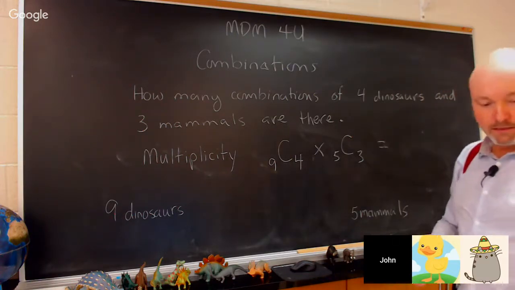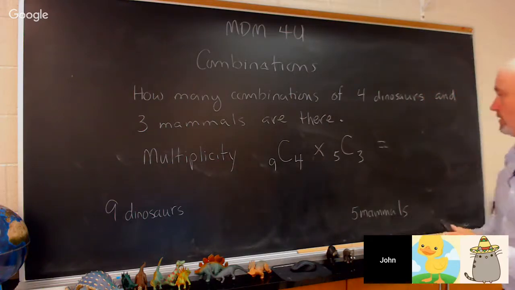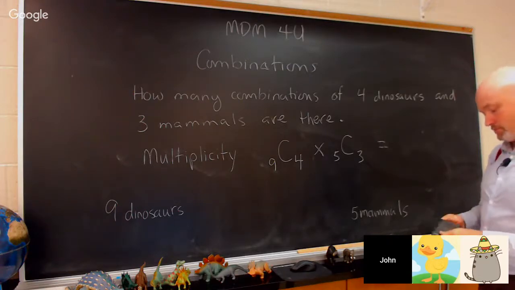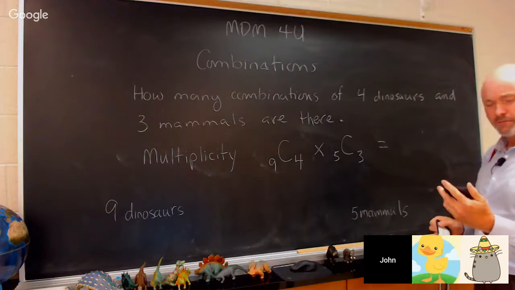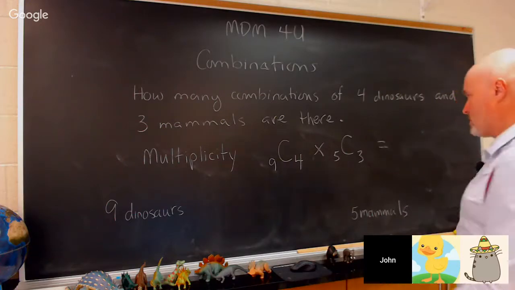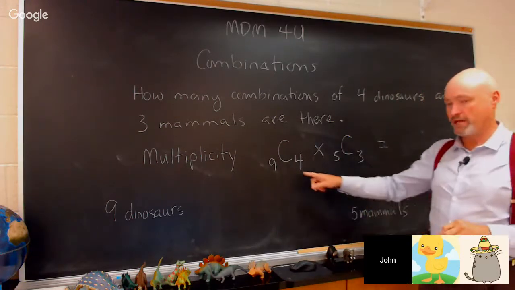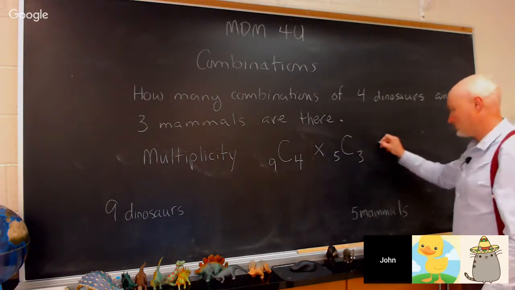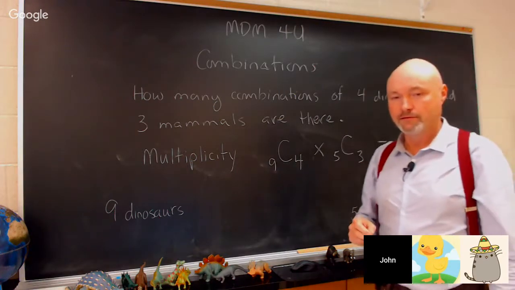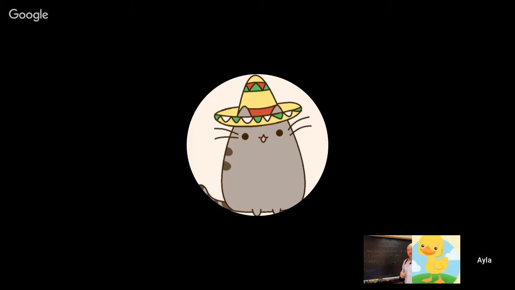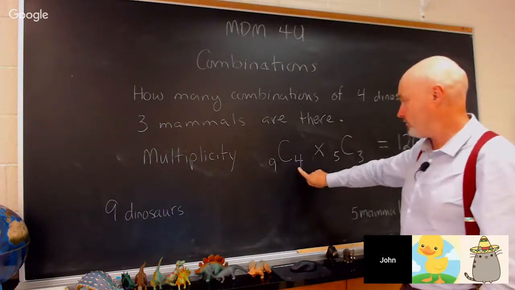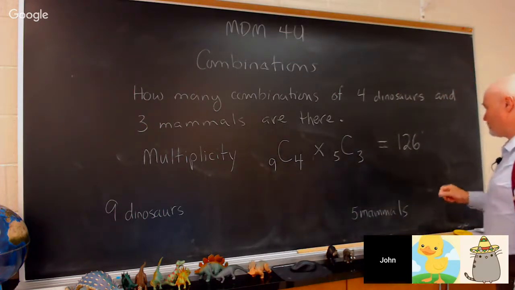Okay, so isn't that a coincidence? Wouldn't you know it? My calculator doesn't have nPr and nCr on it. I can't do this on my calculator. However, I'm going to turn to the internet for the answer. 9 choose 4. Does anybody on the internet have the answer? Yeah. 126. So there are 126 different combinations of 4 dinosaurs chosen from 9.